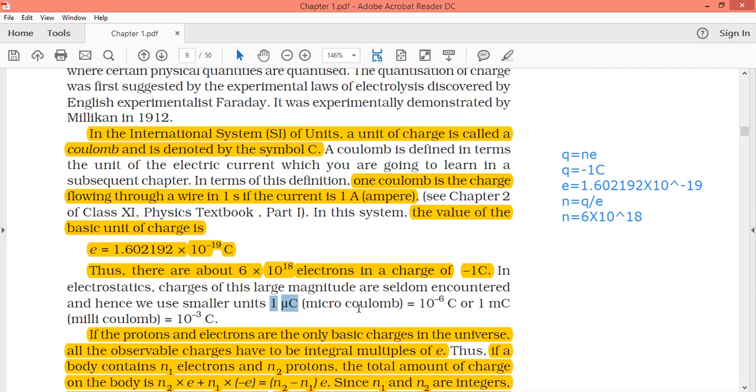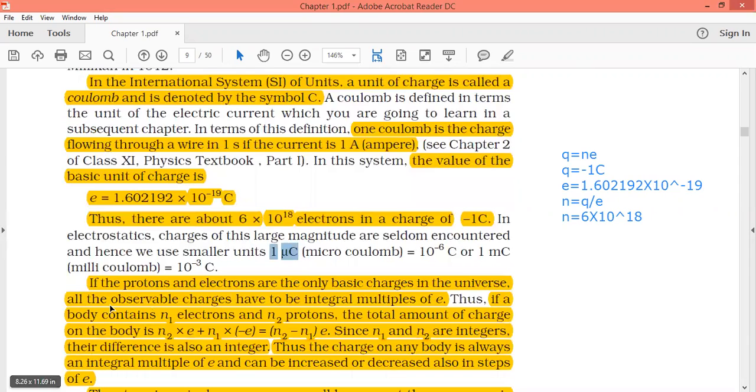So that is why we don't discuss 1 coulomb when we are doing problems. We'll be taking small values of charge only. If protons and electrons are the basic charges in the universe, all the observable charges have to be integral multiples of e. What is charge? Q is equal to n into e.